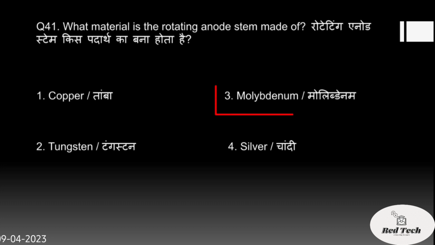So the right answer is basically option number 3, which is molybdenum. Molybdenum is the anode stem of the rotating anode. If you want to go in details, you can watch the first year model test paper. In that playlist I have discussed the rotating anode in detail. You can check out the video also.